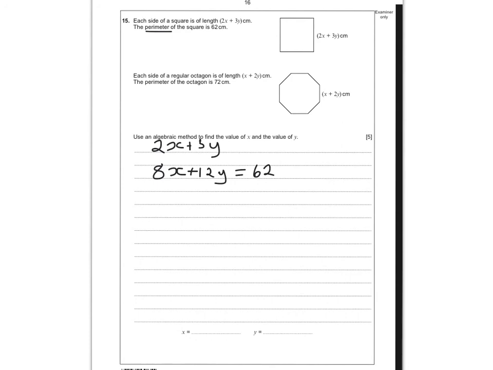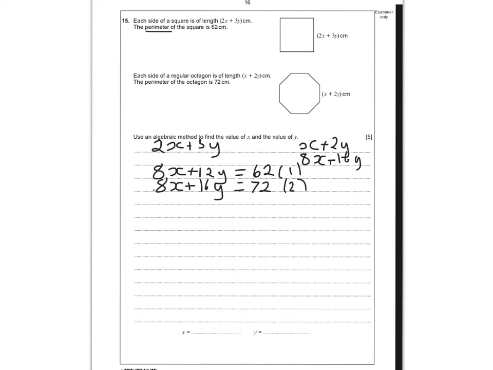Similarly, we know that x plus 2y is the length of one side of my octagon. Therefore, I need to multiply that by 8 to give me the perimeter, so that gives me 8x plus 16y. So I now know that 8x plus 16y is equal to 72. This gives me my two equations, which I can then work on my simultaneous equations for.